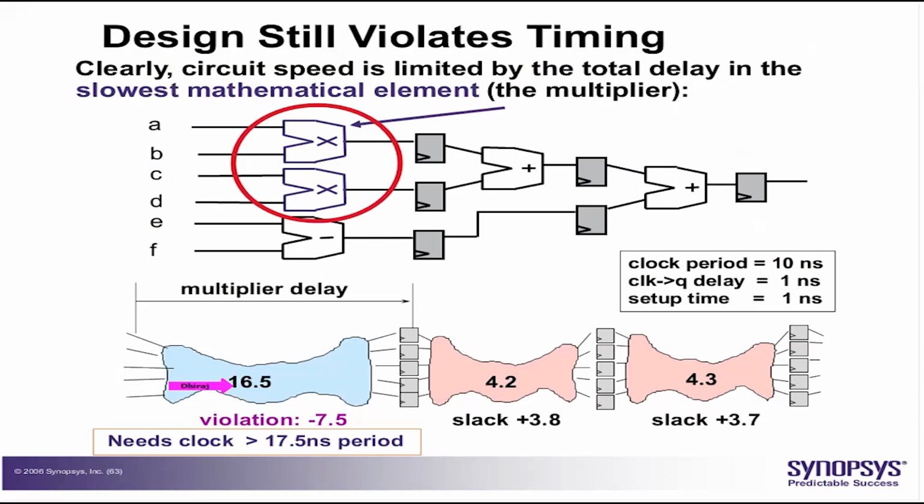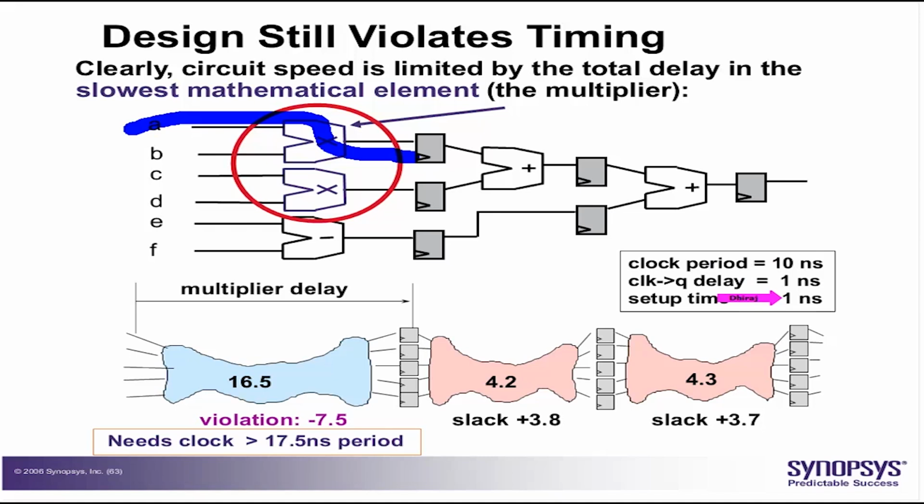So the time available to you: clock period is 10 nanoseconds, clock to Q delay is 1 nanosecond, setup time is 1 nanosecond. For the path from A to flop, this path here, the multiplier delay plus the setup time should be less than the clock period. Assume the input delay to be 0 here.